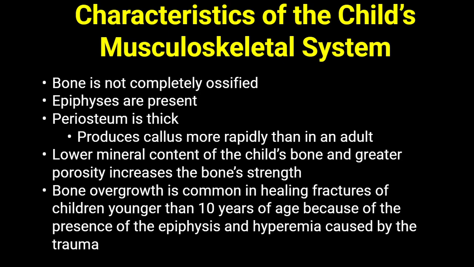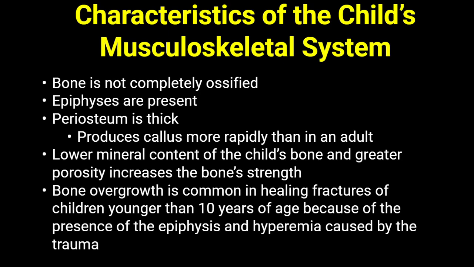Finally, notice the discussion of bone overgrowth after fractures in children younger than about 10 years of age. Following a fracture, increased blood flow to the healing bone, called hyperemia, stimulates growth at the nearby growth plate. As a result, the injured bone may temporarily become slightly longer than the uninjured bone. In many children, this mild overgrowth actually helps compensate for any shortening that occurred when the fracture happened.